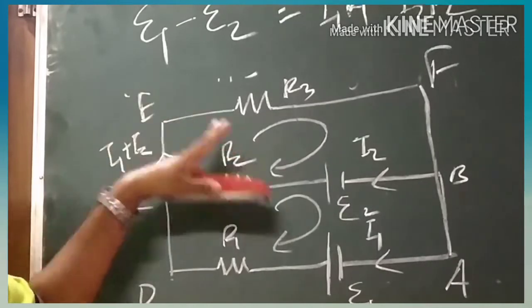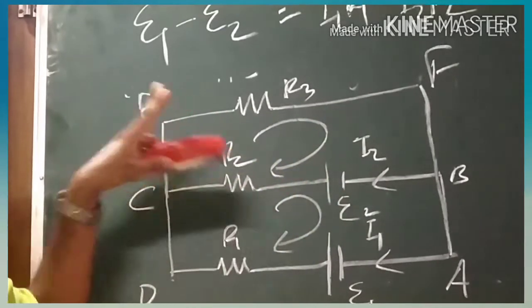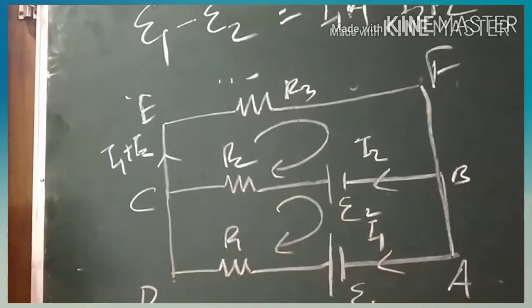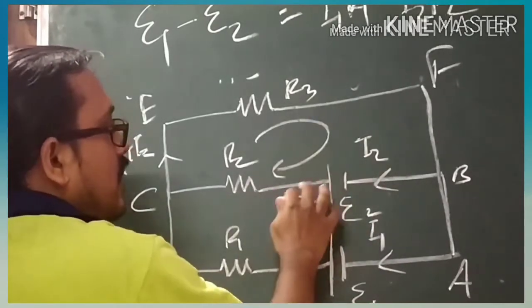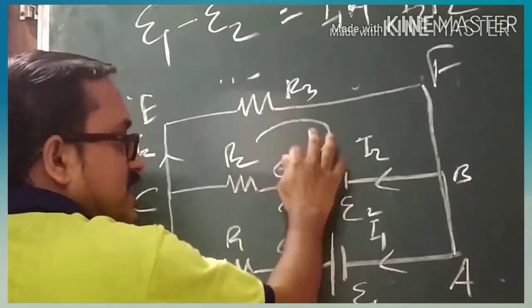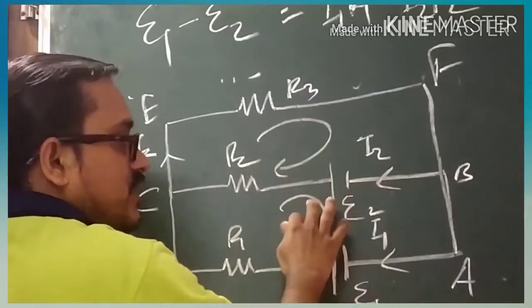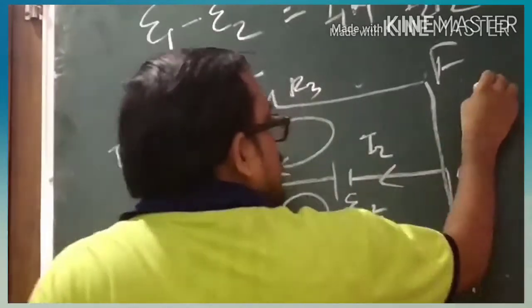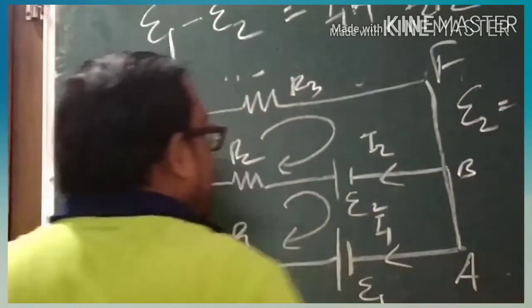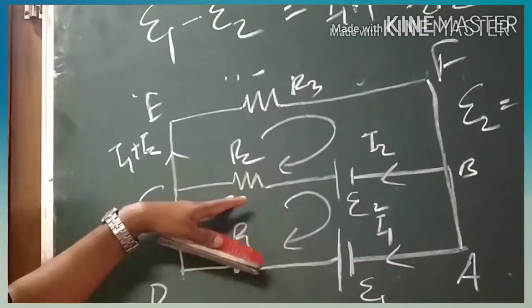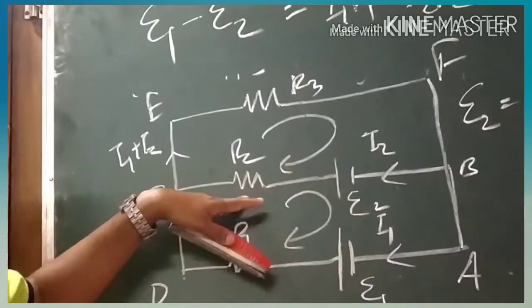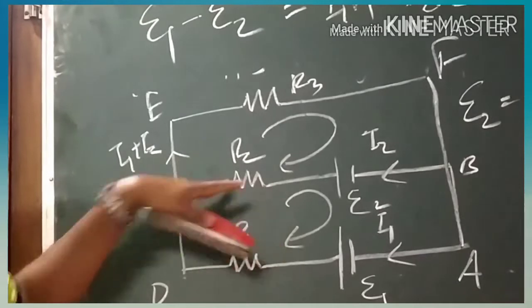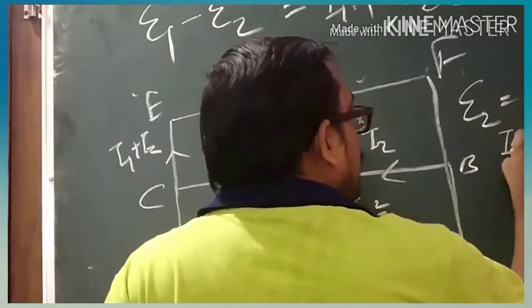Now we have to choose the FBCE loop. FBCE is also a closed loop, so here also we can apply Kirchhoff's voltage law. In this case there is only one EMF. The direction of the traversal is clockwise, and the direction of the current is also in the same direction. So here we can choose positive E2. Now the direction of the current and the direction of the traversal are in the same direction, so we can choose I2 R2.